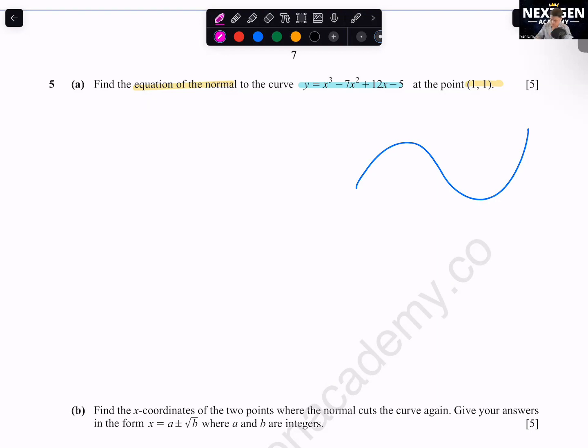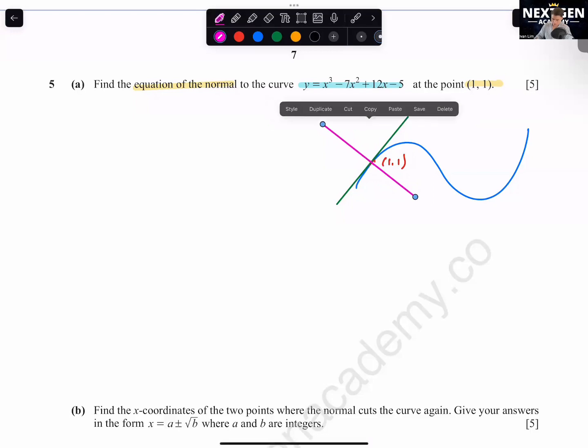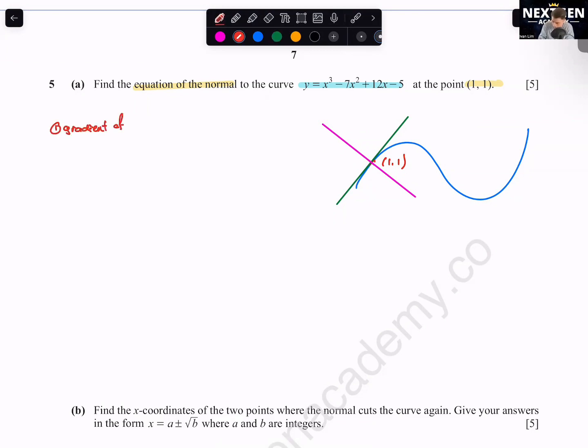So what is the equation of the normal? Let's say we have one point here called (1, 1). I've got a tangent here, and then I have a normal. What do I need to find first? Someone said find the gradient dy over dx of the tangent line. Very good. We need to find the gradient of the tangent first, which is the green line. Since this is a curve, we need to use dy over dx. So dy over dx equals 3x squared minus 14x plus 12.